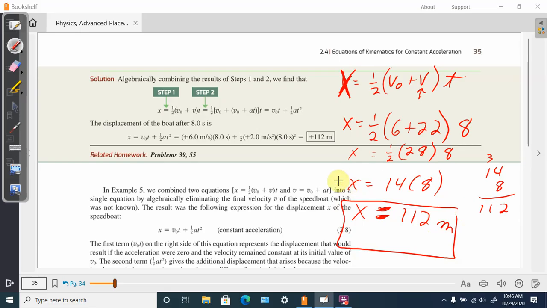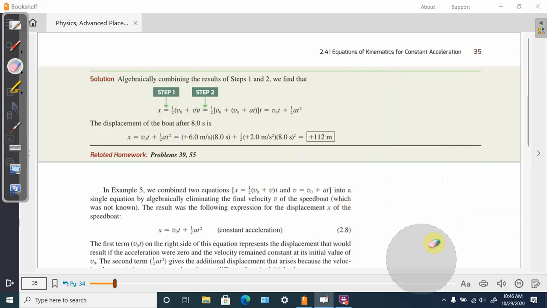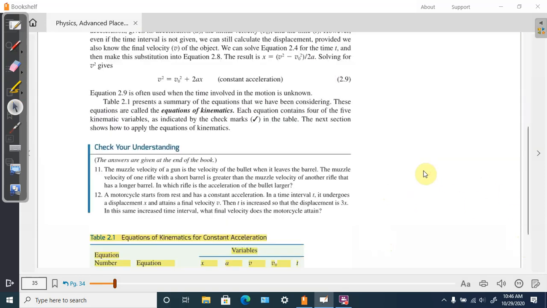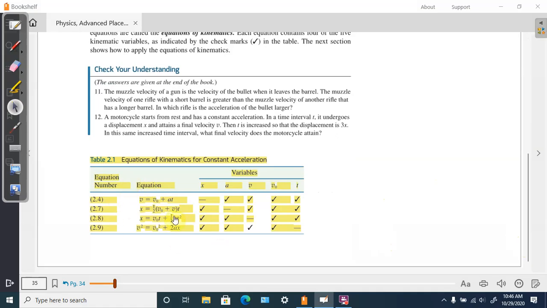So sometimes you got to look at all that you know and all that you're trying to find, and in some cases you're going to have to do some preliminary work even before you can find the actual problem that you're trying to focus on. So you're definitely going to want to put all of these equations, all right, on your formula sheet. So these are the equations of kinematics for constant acceleration. Okay, so make sure those are on your formula sheet.